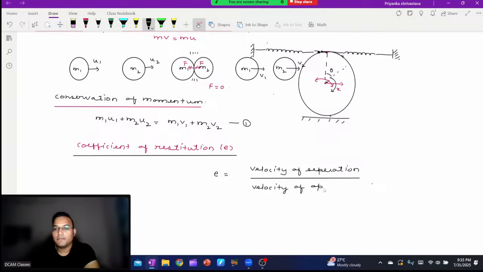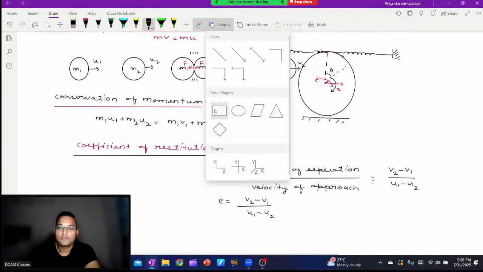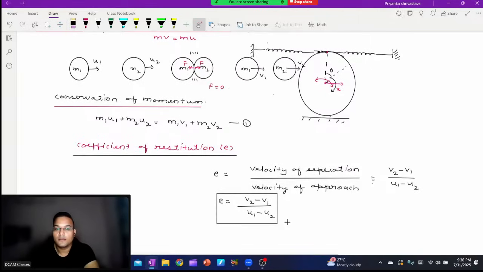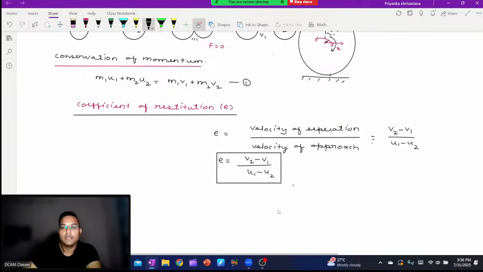But a better way, in this particular case, is you can write v2 minus v1 by u1 minus u2. See, you have to be very careful here. Do not write v2 minus v1 by u2 minus u1. It's u1 minus u2. Now you have two equations: v2 minus v1 is equal to e into u1 minus u2. This is your second equation.